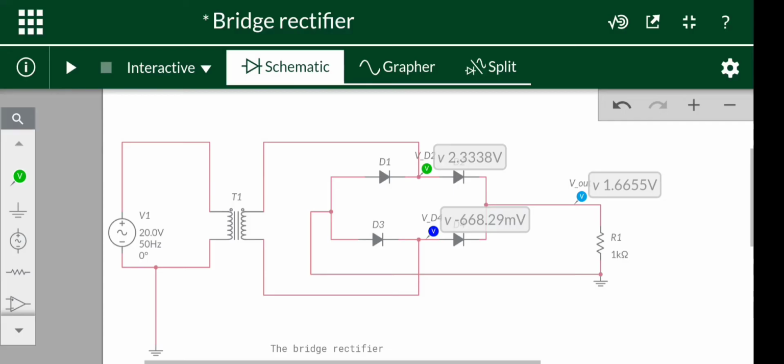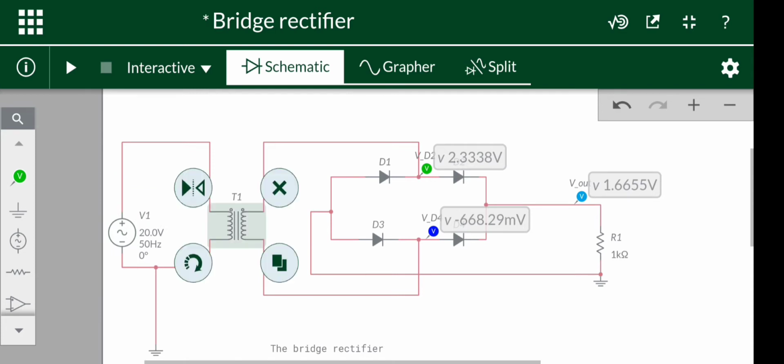Bismillahirrahmanirrahim. This is a bridge rectifier circuit. It has 4 diodes, a transformer and voltage source V1 with 20 volts peak and 50 Hz frequency.